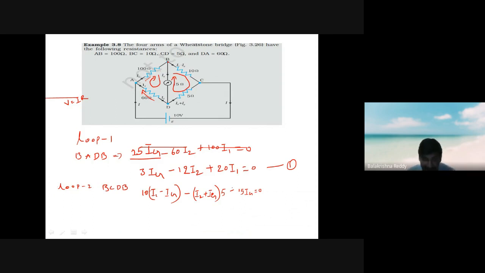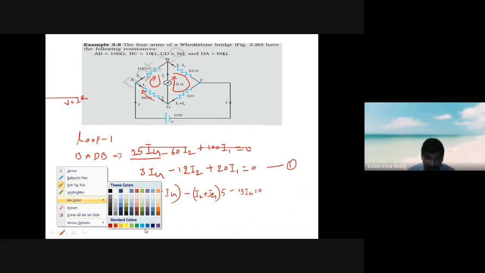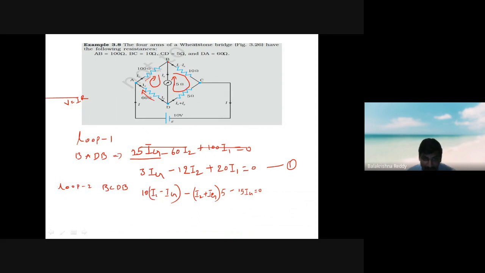We can simplify this equation. Can we? Yes, how, sir? To simplify this, I have to multiply inside and simplify. For that purpose I am choosing another color so that it is visible clearly. 10 I1 minus 10 Ig minus 5 I2, minus into minus plus 5 Ig minus 15 Ig.